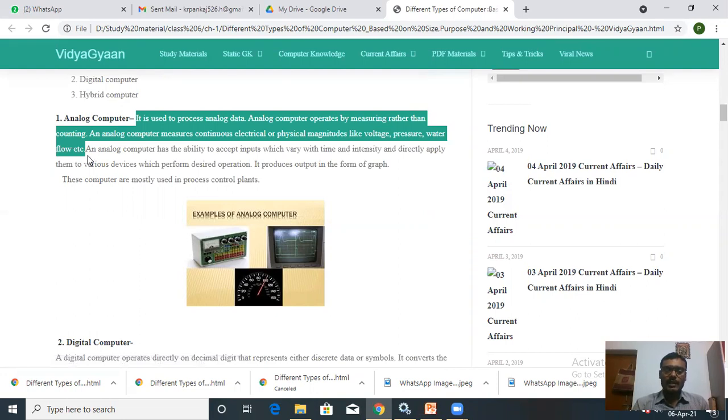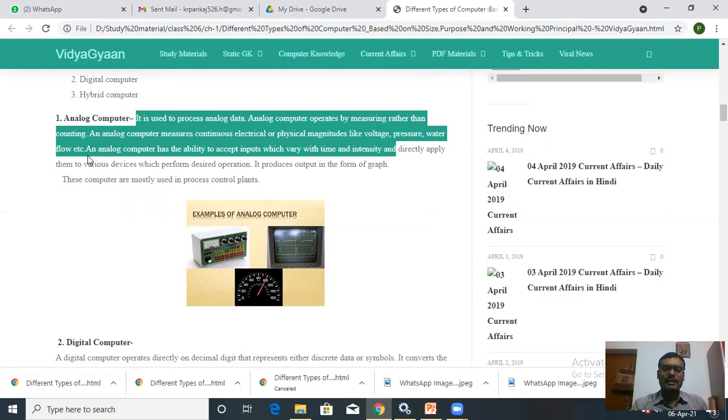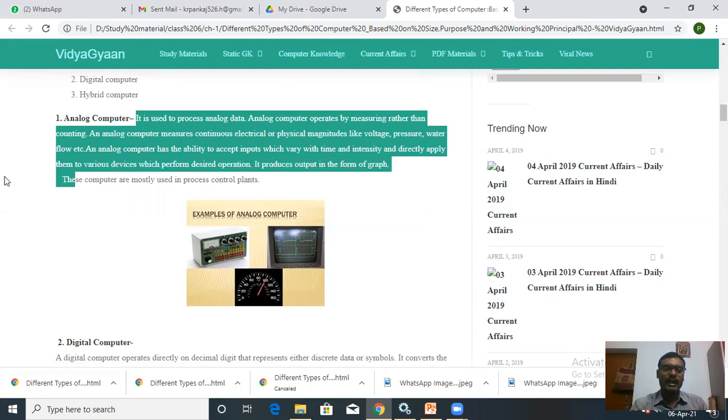Now, an analog computer has the ability to accept inputs which vary with time and intensity, directly applied to various devices which perform the desired operation. It produces output in the form of a graph. These computers are mostly used in process control plants. So wherever continuous data is going on, there it uses analog computers.